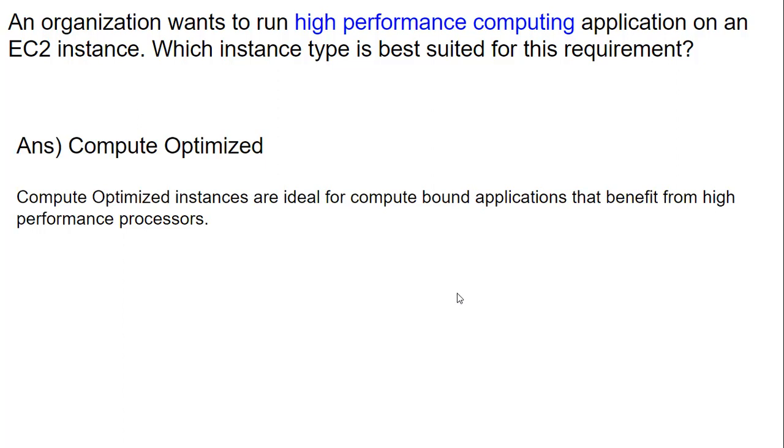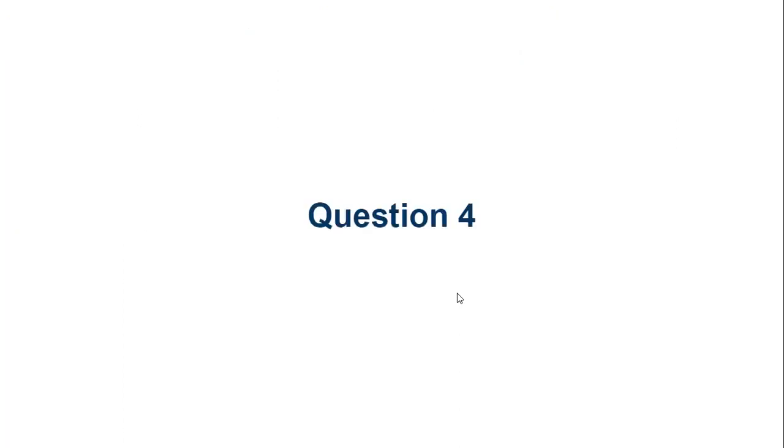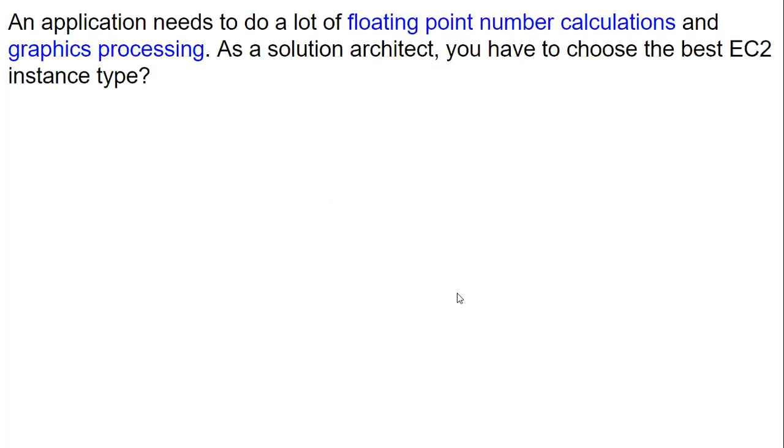Let's have a look at next question. Question 4. An application needs to do a lot of floating point number calculations and graphics processing. So these are the two keywords: floating point number calculations and graphics processing. As a solution architect, you have to make the decision and choose the best EC2 instance type.